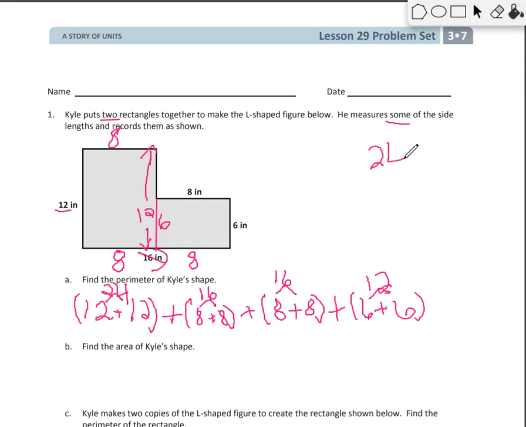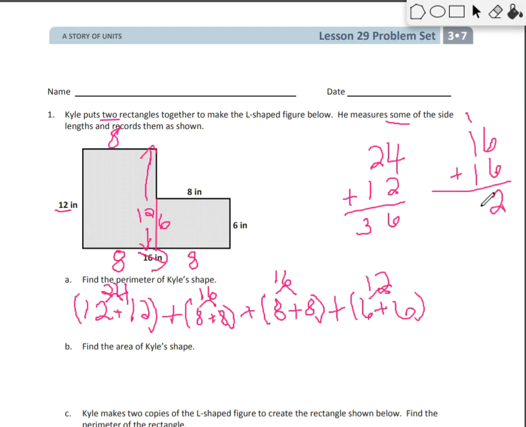So I'm going to do my 24 and my 12 and my 16 and my 16, and then I'm going to combine what I've got. So here's my 24 and my 12. Here's my 16 and my 16. I'm going to fix that 1 because it didn't look very much like a 1. There we go. All right, 2 and 4 is 6. 1 and 2 is 3. 6 and 6 is 12. Carry the 1. 1 and 1 is 2, and 1 more is 3. So now we have 36 plus 32. I'm going to erase and then combine.